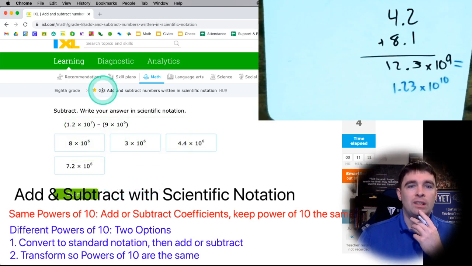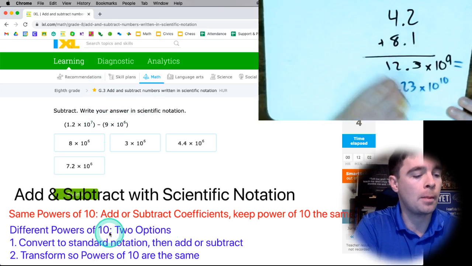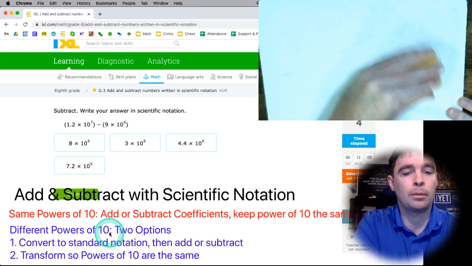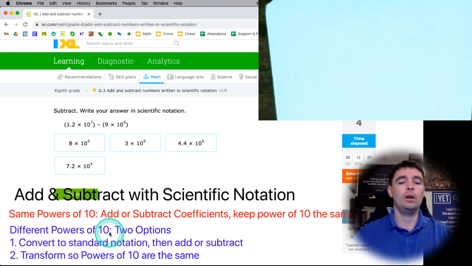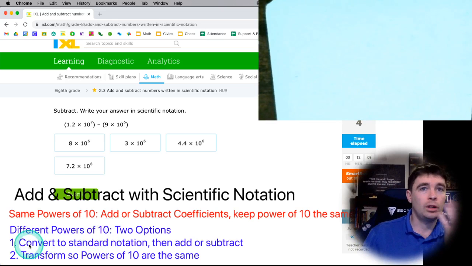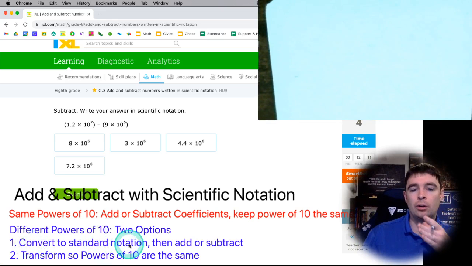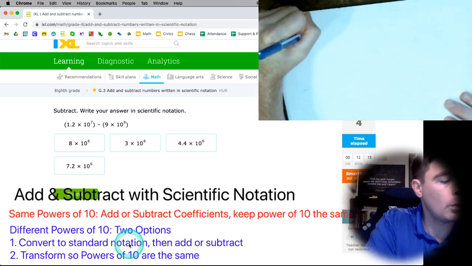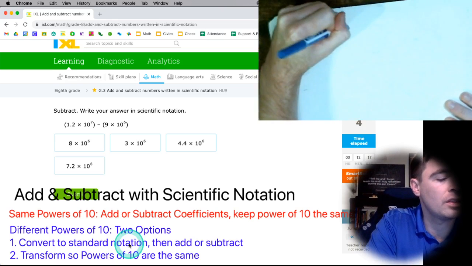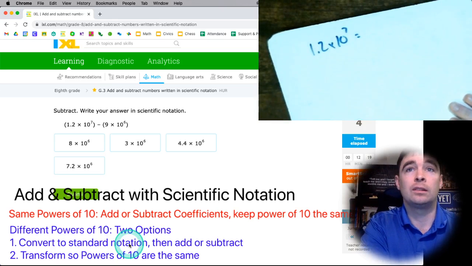And now we see here our first example where we see a different power of 10. They're asking us to subtract these two numbers, but they do not have the same power of 10. So there's really two options to approach this problem when they have a different power of 10. Option 1, you can always switch these over to standard notation numbers and add or subtract. So I know that 1.2 times 10 to the 7th is the same thing as 12 million.